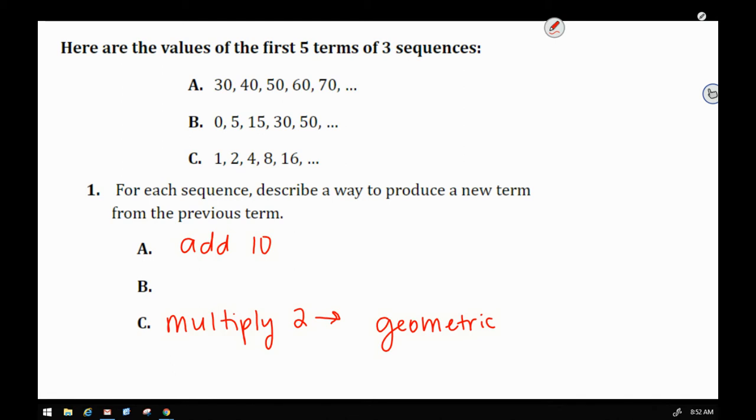Okay, and then part B. Jonathan, tell me what you were saying on part B. You add 5 more than the last time. Yes, so from 0 to 5, we added 5. From 5 to 15, we added 10. From 15 to 30, you add 15, and so on and so forth. So you add 5 more each time.